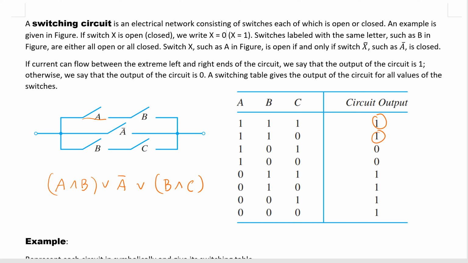A is 1, B is open. So B is open, so you cannot go these two ways. And because A is closed, then A bar is open. Then you cannot go to any of those three ways. So that's why we get 0.